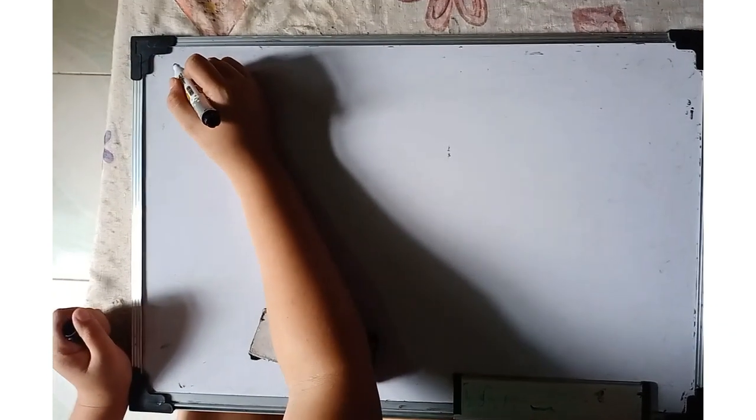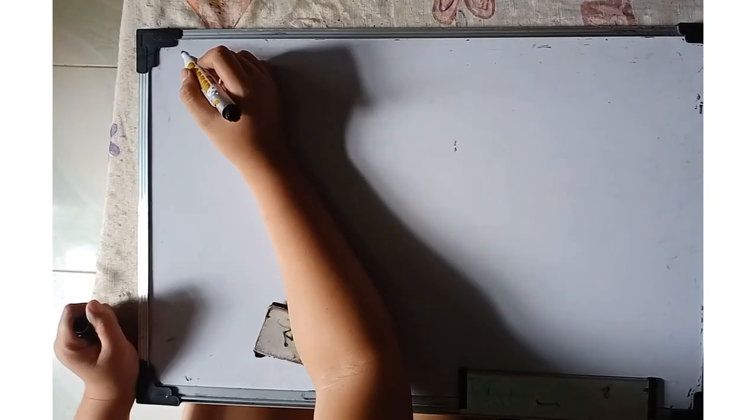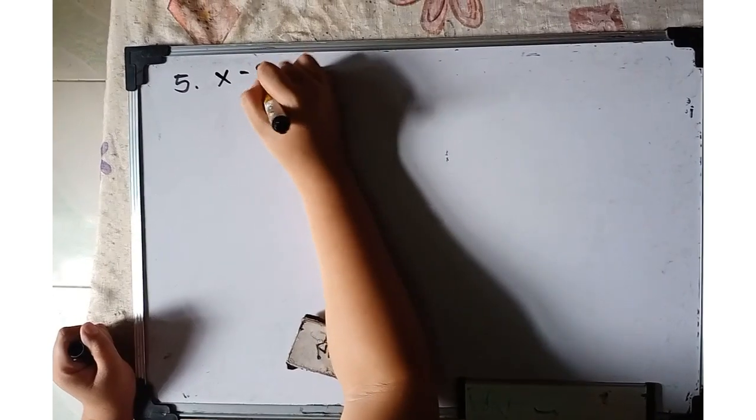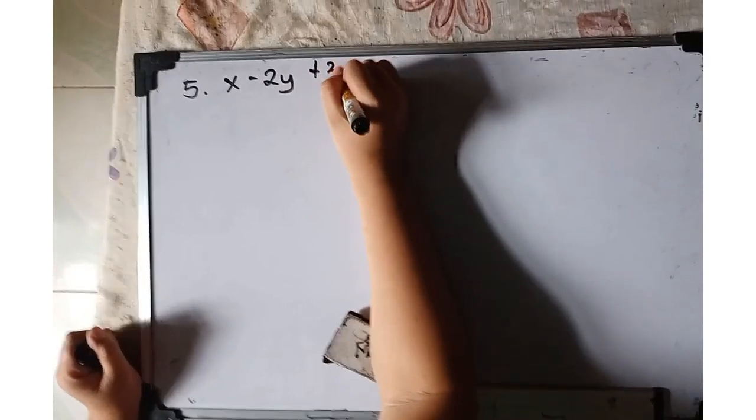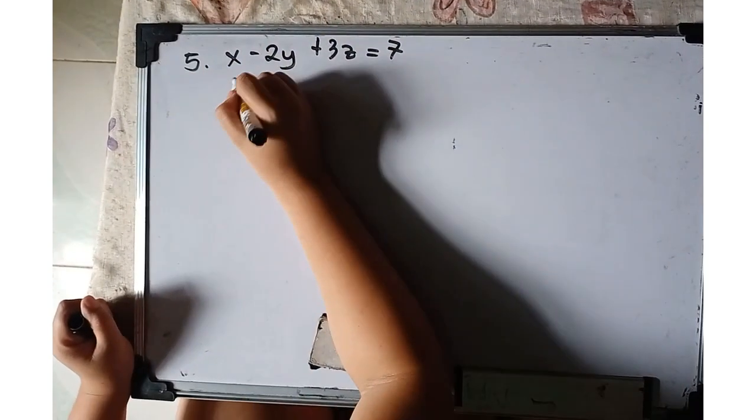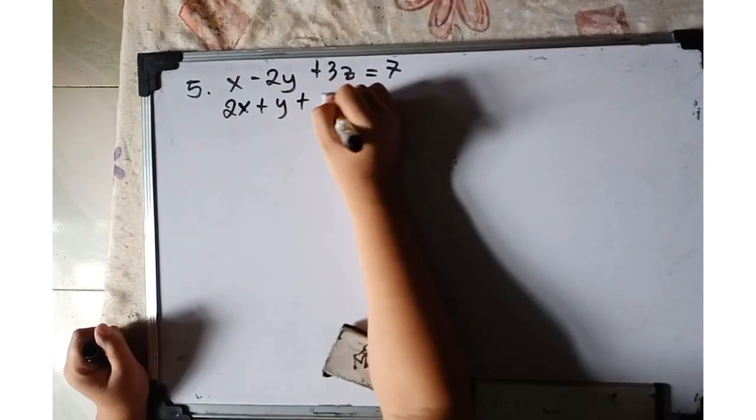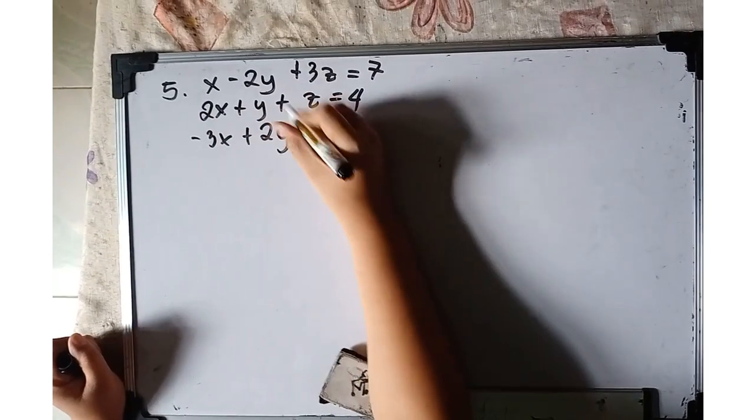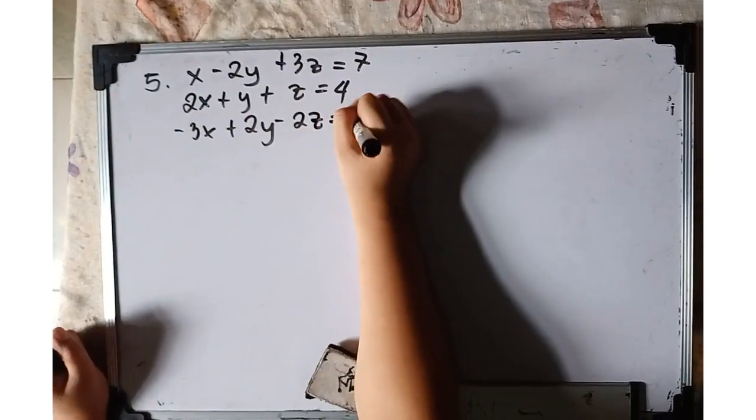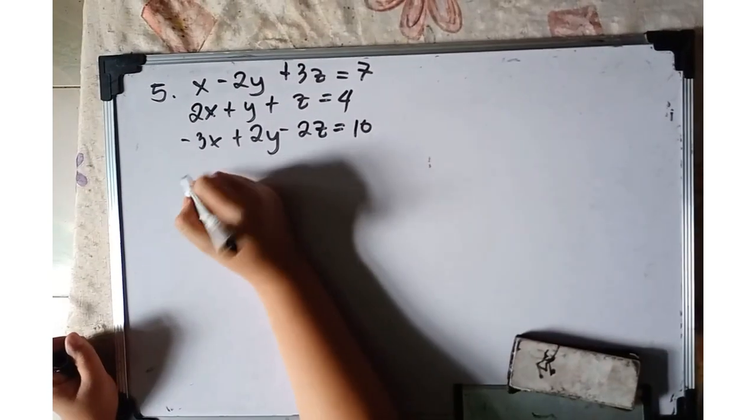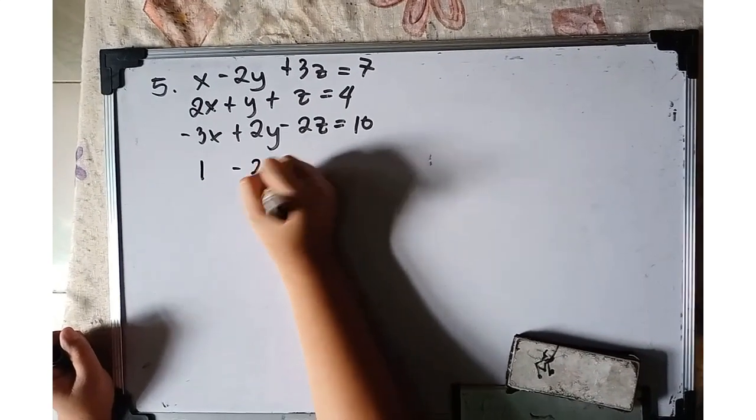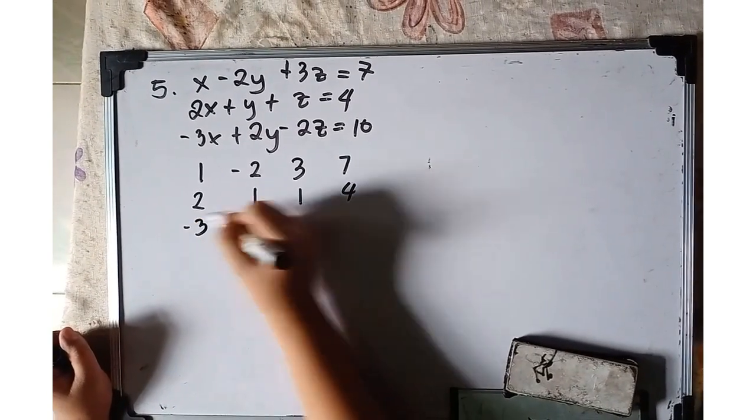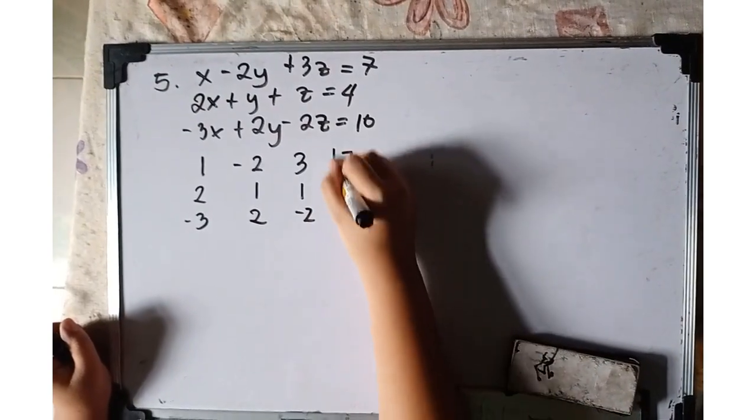So the last but not the least equation for this Gaussian elimination is number 5, or the fifth equation. x minus 2y plus 3z is equal to 7. 2x plus y plus z is equal to 4. Negative 3x plus 2y minus 2z is equal to 10. Make it into an augmented matrix: 1, negative 2, 3, 7; 2, 1, 1, 4; negative 3, 2, negative 2, 10. Separate it.